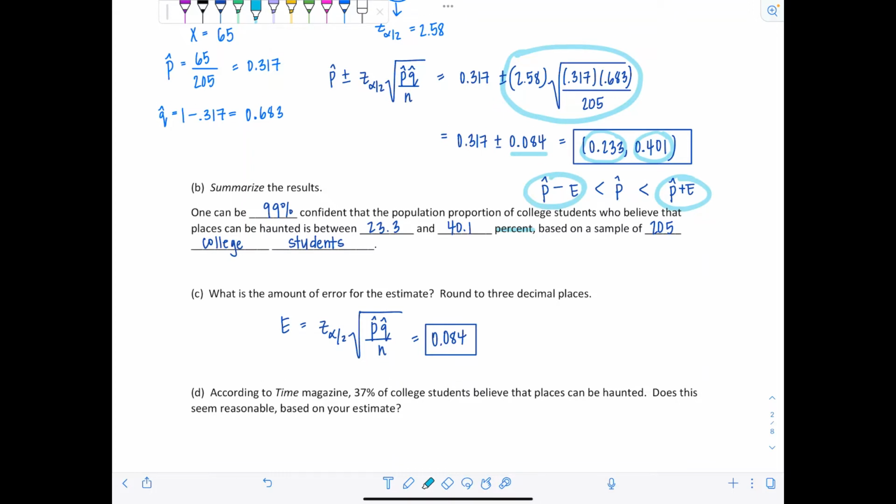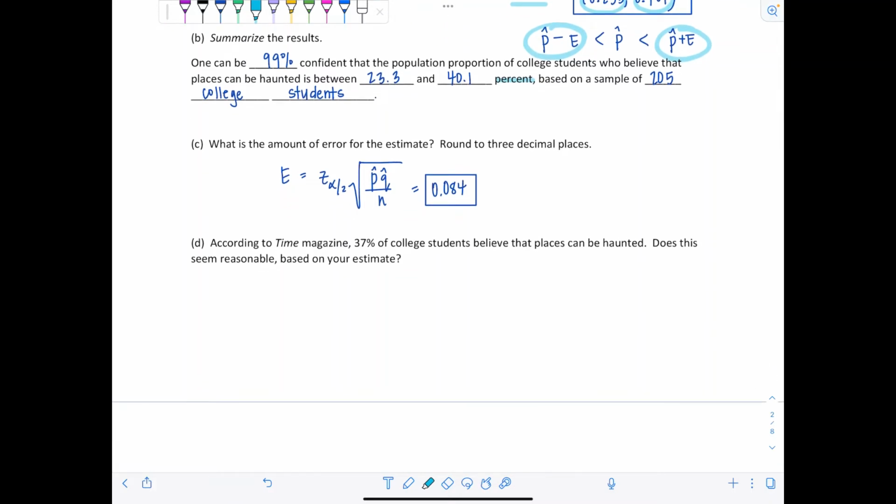Okay, last part of this problem. According to Time magazine, 37% of college students believe that places can be haunted. Does this seem reasonable based on your estimate? So let's look at our confidence interval. The interval starts at 23.3% and goes up to 40.1%. And Time magazine reported 37%, and that does lie within our confidence interval. So that does seem reasonable. I'll say yes, because 37% lies within our confidence interval.